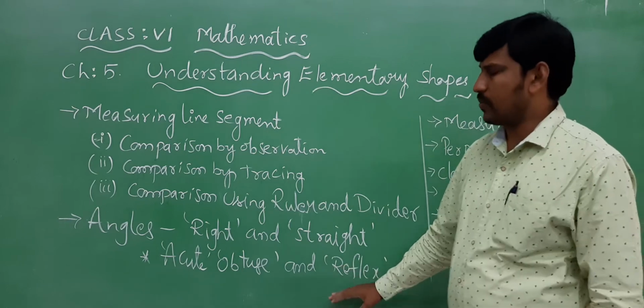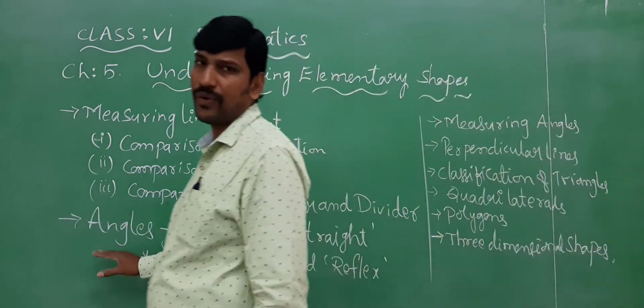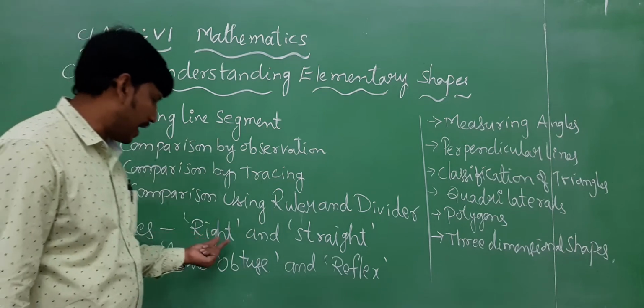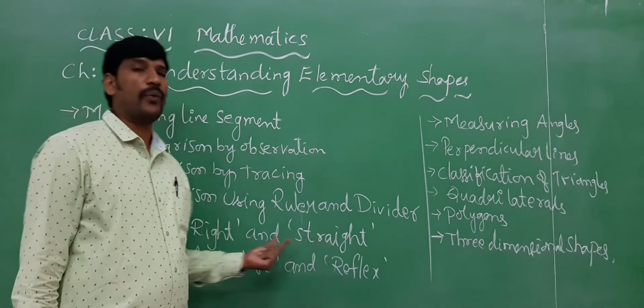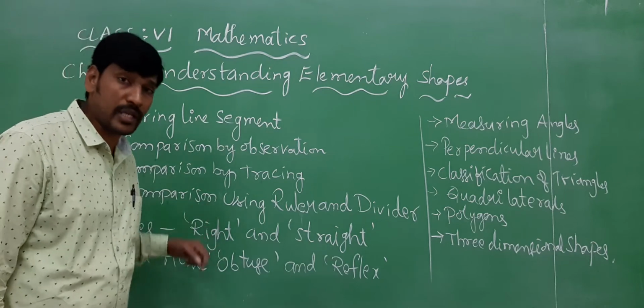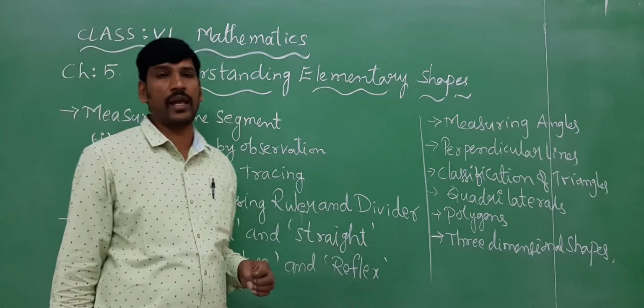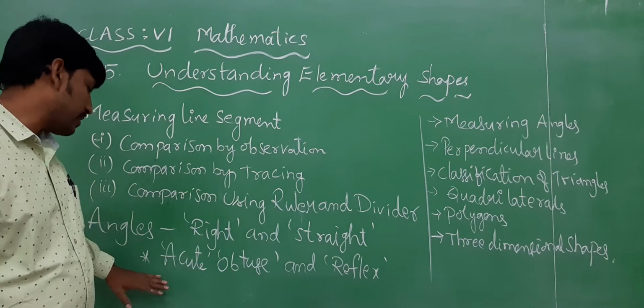Now coming to the next topic, angles. This is very important. In angles we will have a right angle and a straight angle. What is meant by right angle? What is the measure of this right angle? What is meant by straight angle? What is the measure of straight angle? That we are going to discuss again.